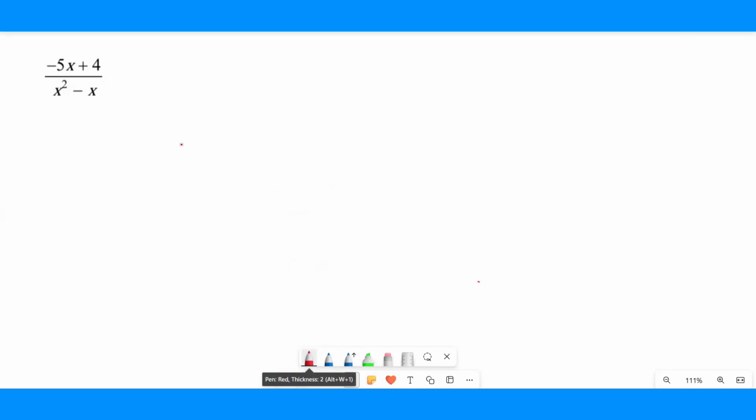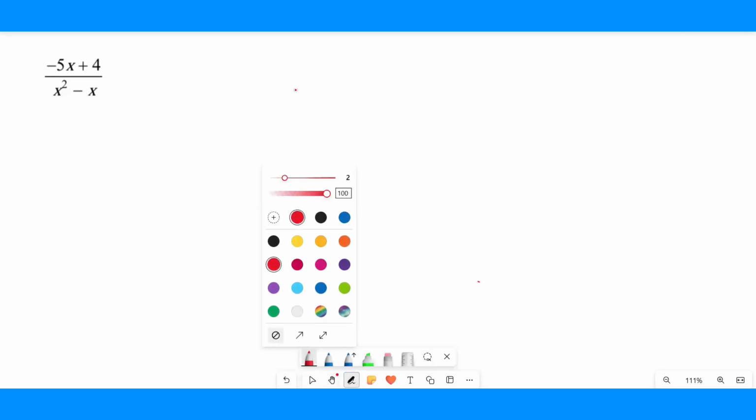Today, what we're looking at is partial fractions decomposition. And what do we mean? What are we referring to? All right, in a simple way, let us consider having this.